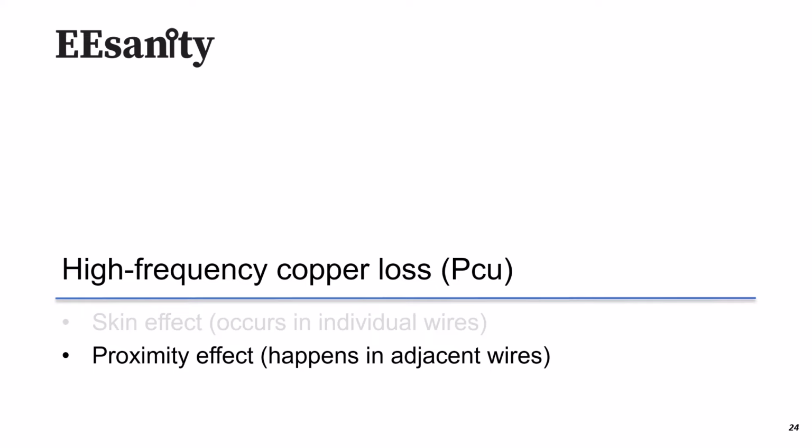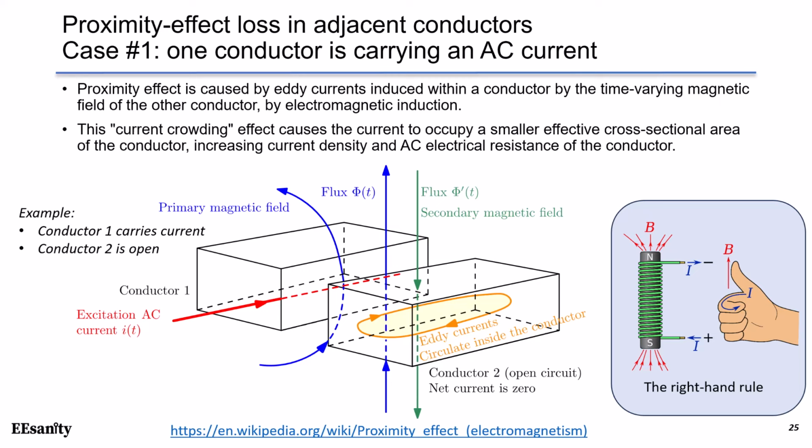Next, we will learn about proximity effect, which happens in adjacent wires. This is the first case. There's only one conductor carrying an AC current. The proximity effect is another phenomenon that occurs in conductors carrying AC current, particularly at high frequencies. Unlike the skin effect, which affects the distribution of current across the cross-section of a single conductor, the proximity effect is concerned with the interaction between adjacent conductors or parallel paths carrying AC currents.